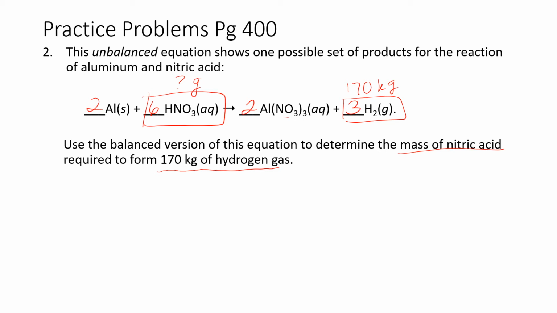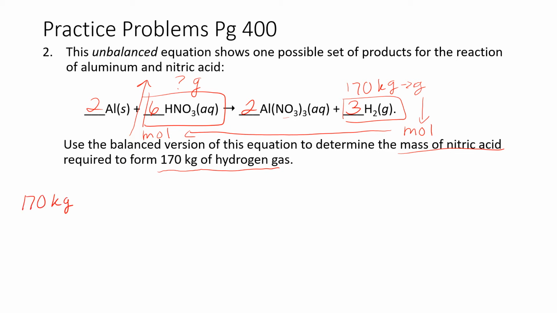So now, if we want to approach this, we can take a similar approach to our last problem. We would need to change these to grams first, and then we would be able to use our molar mass to change it to moles of hydrogen. We would then need to change to moles of our nitric acid, and then we could get to grams of nitric acid. So we're going to set that up.